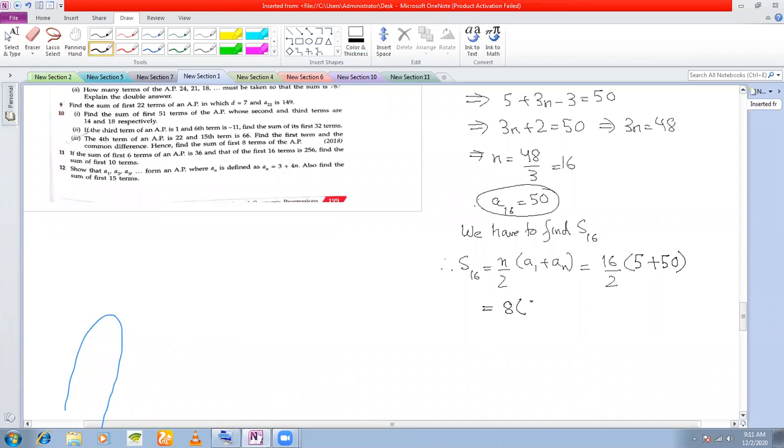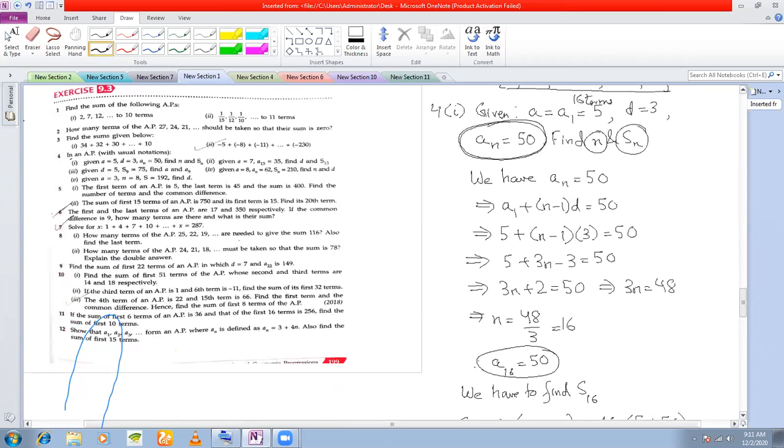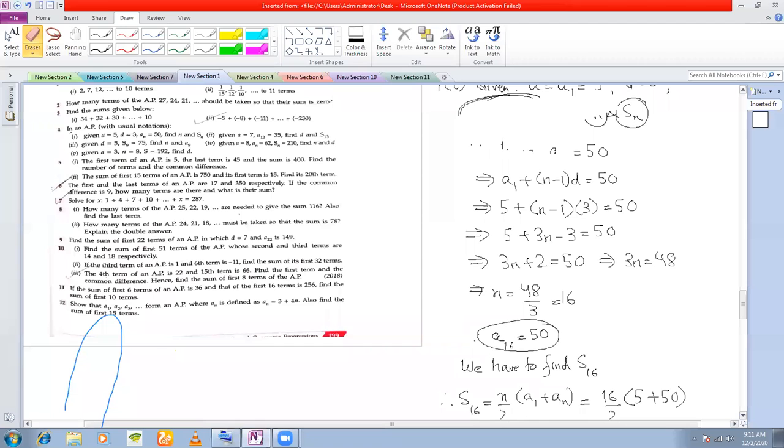8 times 55. So this is 440. The sum of all the terms is 440. Very similar sum, except that number 6 was given in words. This sum is given in mathematical notations. Not much difference. Let us do number 7.